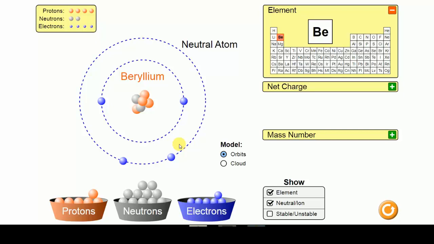I hope that you have understood about the arrangement of electrons, protons and neutrons in an atom, and this is how it works.